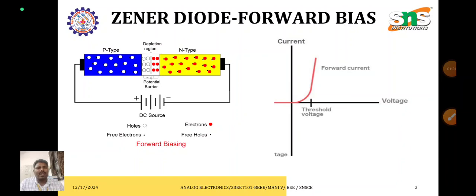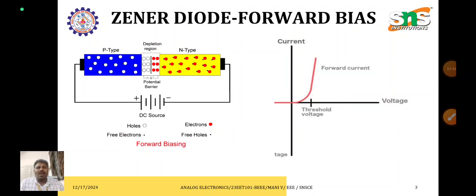While combining the P-type and N-type semiconductor, it forms a layer. That layer is called the barrier potential, or it may be called the depletion region. This is due to the diffusion process. Diffusion is where charge carriers move from a high concentration area to a low concentration area, that is, the holes from P-type to N-type and the electrons from N-type to P-type.